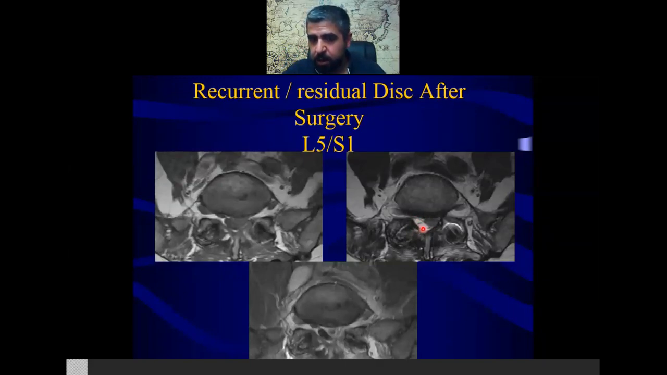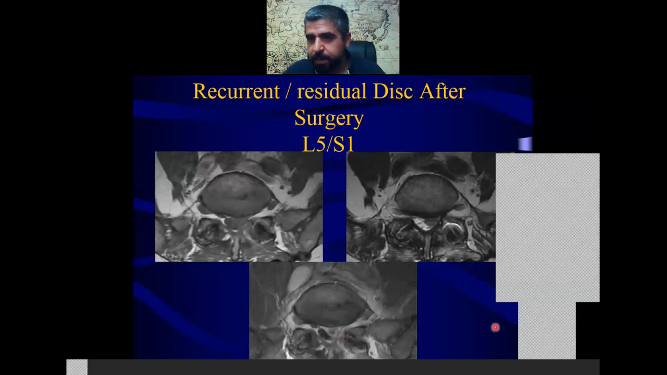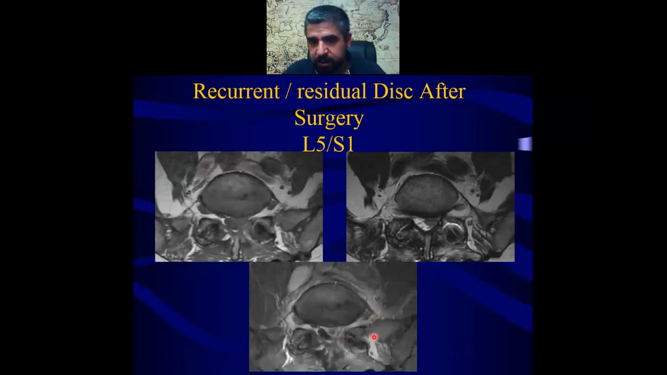Now if we give contrast, you can see it's enhancing. This is the fibrous tissue, and centrally there is a non-enhancing focus, indicating this is residual disc or recurrent disc. We cannot differentiate if it is residual or recurrent, but it is of no clinical significance whether it is residual disc or recurrent disc. Both of them have the same symptoms and the same management.